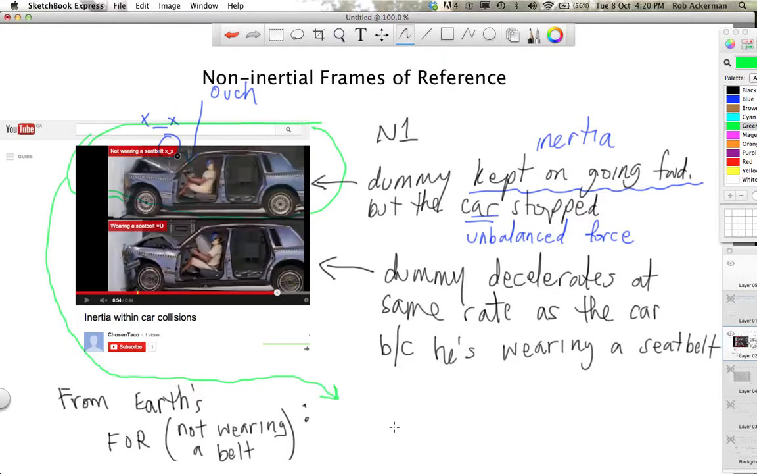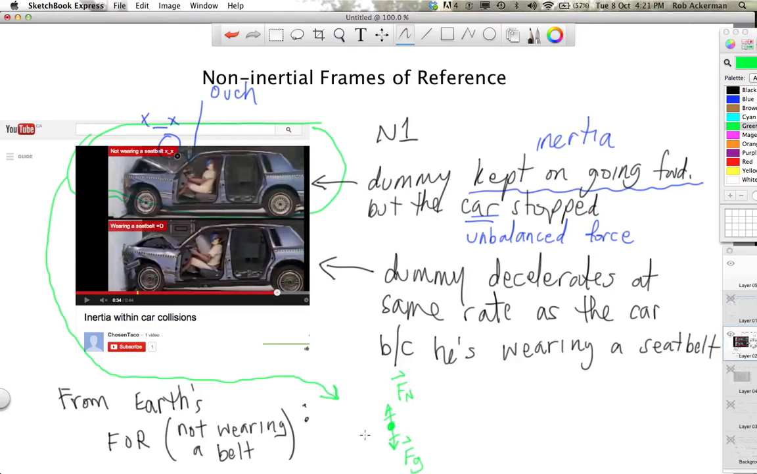Okay, so now we're back. If you're in the Earth's frame of reference, what are you going to put here? Well, you're going to put gravity for sure, Fg. And you're going to put the normal force for sure because the dummy is sitting on the seat. These two are equal. And in fact, that's all you're going to put because you're going to realize that the dummy keeps going forward because of his inertia. There's no force slowing him down, and so he crashes into the dashboard.